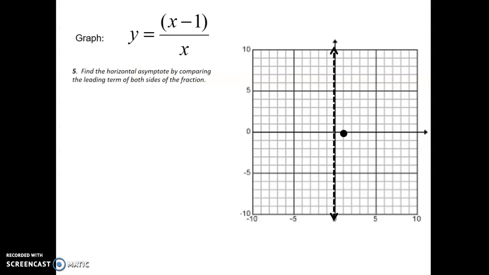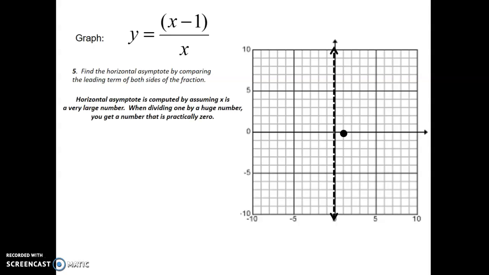For step 5, you're finding the horizontal asymptote. So we take our leading coefficients, so it's x, and x divided by x is just 1. So our horizontal asymptote is going to be y equals 1 with our dashed line.